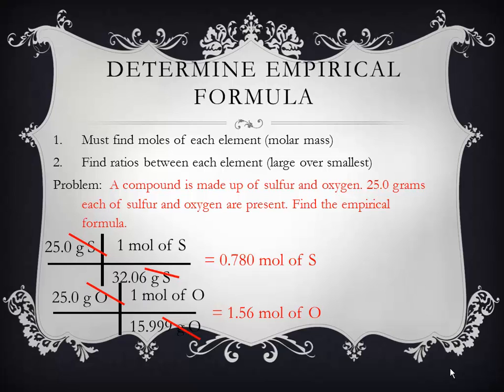Step 2 is do the ratios, large over small. So that means it's going to be oxygen over sulfur, which is 2 to 1. So that means for every 2 oxygens, there's 1 sulfur. So the formula would be SO2. Oxygen always goes at the end of a compound.